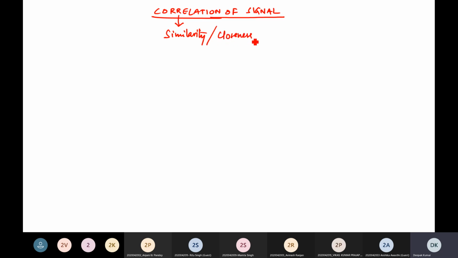One last topic of this unit 1 is called correlation of signals. Correlation basically stands for the closeness or the similarity, the same type of behavior.